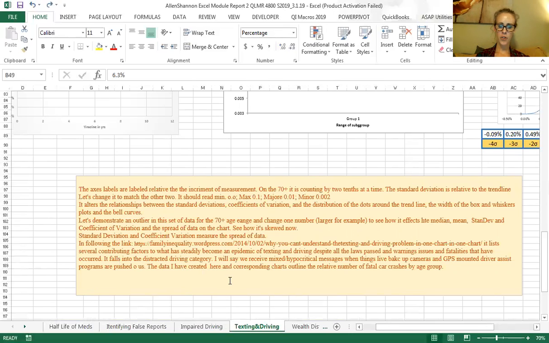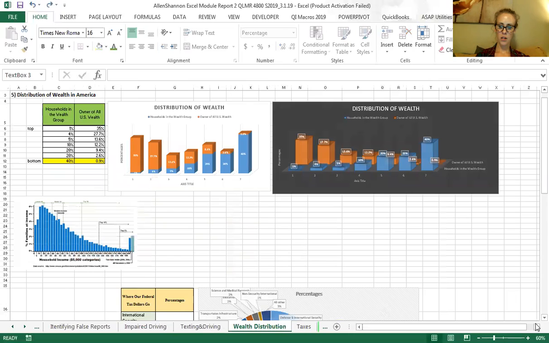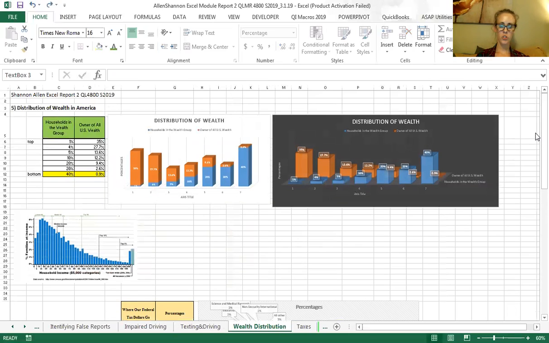The data that I've created here and the corresponding charts you'll see outline the relative number of fatal car crashes by age group. Next part of our assignment, if you'll come along with me, is the distribution of wealth in America.